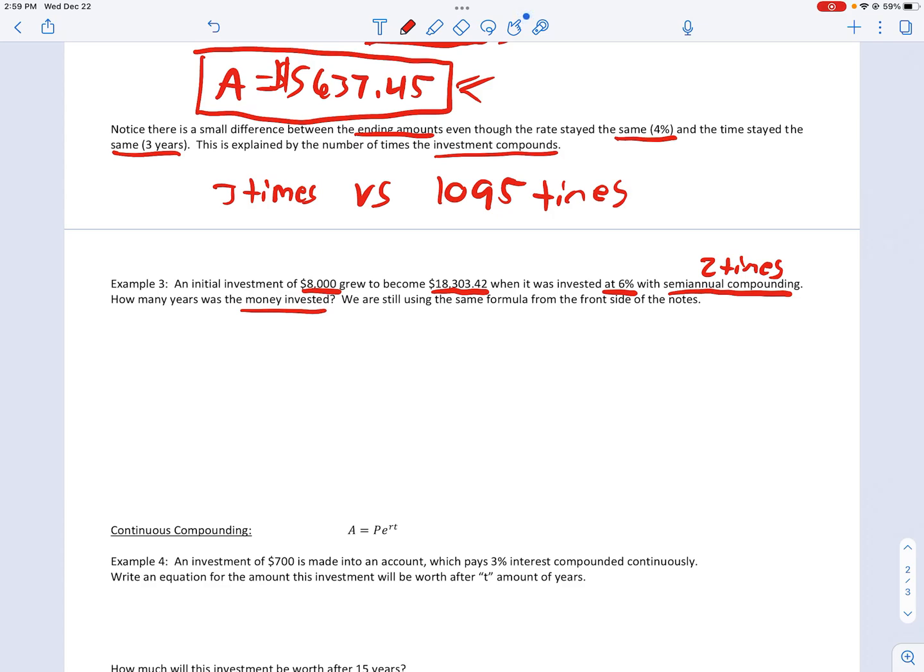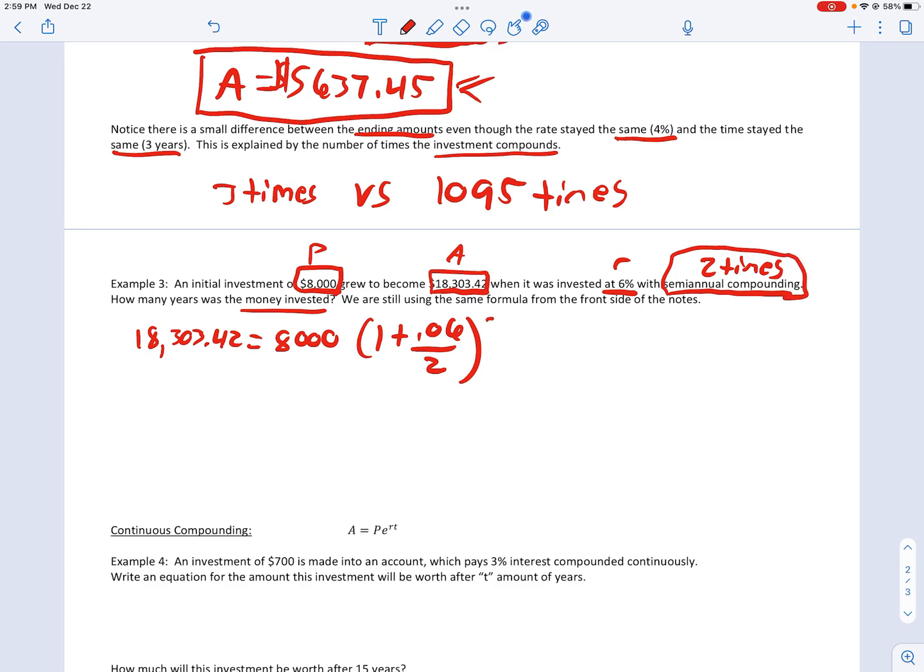We're still using the same formula. This time we know A. A is 18,303.42. The principal, P, is 8,000. Your interest rate is 1 plus 0.06 because it's a decimal, and I'm dividing by 2 because it's being compounded twice per year. And then this would be 2t. Remember, n is the number of times it compounds per year. So now I need to solve for t.